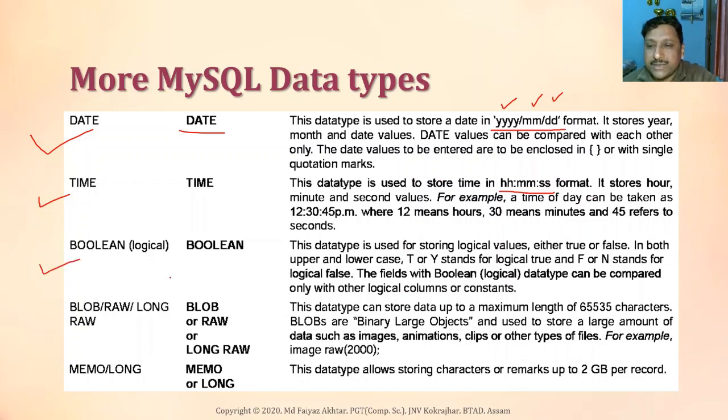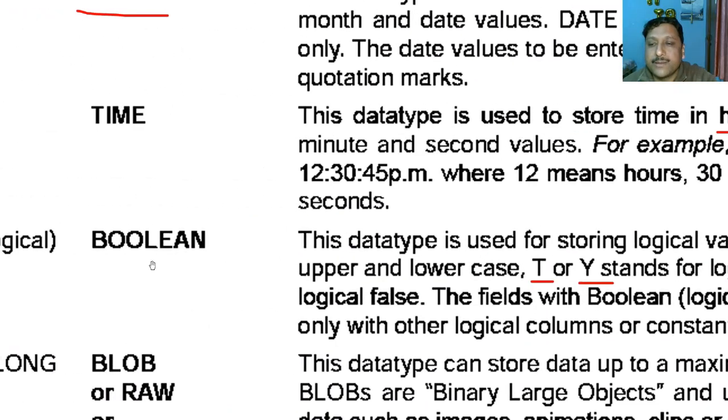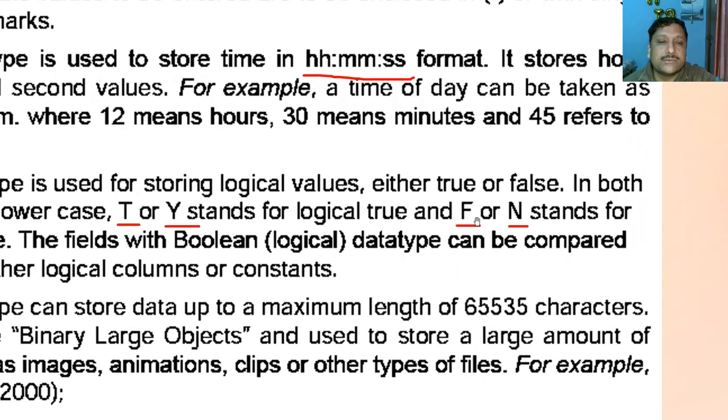Now Boolean data type. Boolean data type can contain only two values, true or false. We have to give either T or Y for true values, T for true and Y for yes, and F or N for false. In a Boolean data type, we have to give either T or Y for a truth value and F or N for a false value.